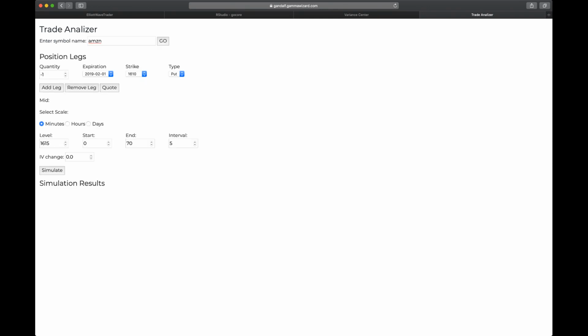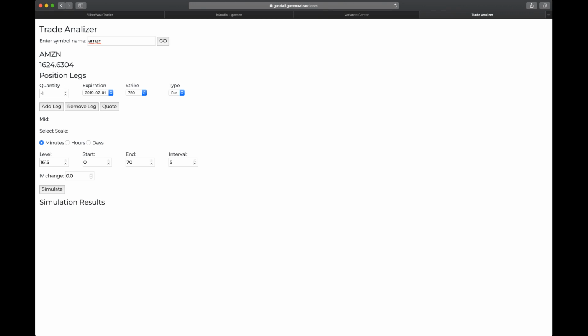Welcome folks, this is a tutorial for a very experimental simulator. I call it the Trade Analyzer. The whole point is to be able to analyze any particular positions that we have. So in order to test it, it is Friday and the market is about to close, so I'm going to try a position that I was playing this morning and I got out of it.